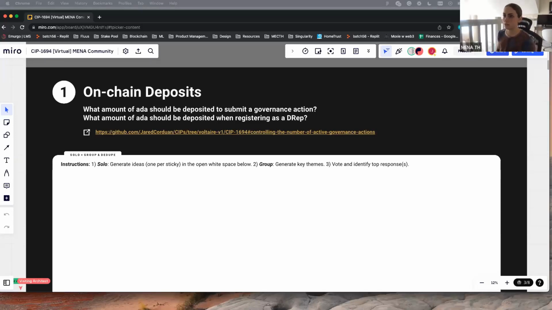So based on these governance actions, what do you think the appropriate deposit amount to submit a governance action should be? The question is, do you think it should be the same for all of them? Do you think some warrant a higher deposit than others? Those types of questions.